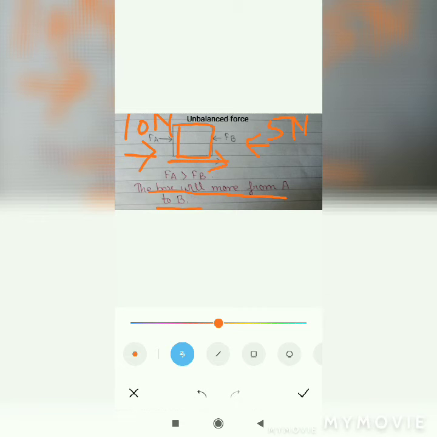So what does it mean? It means that when two opposite forces are acting on a body and move the body in the direction of the greater force, it is called unbalanced force. Like 10 Newton minus 5 Newton, it opposes the force, right? So 10 Newton minus 5 Newton is always 5 Newton, right? So we are doing subtraction, and I repeat the sentence: when two opposite forces acting on a body move the body in the direction of the greater force, it is called unbalanced force.